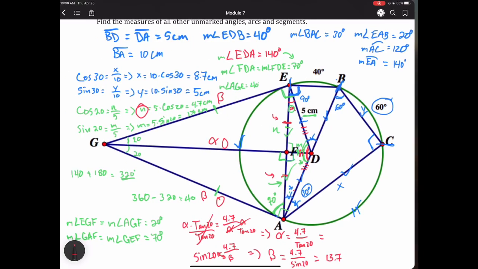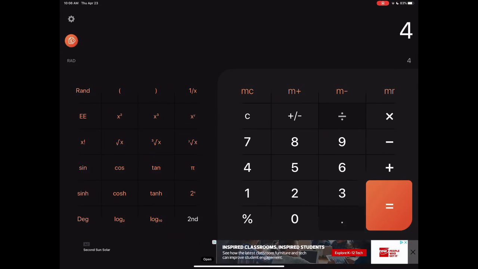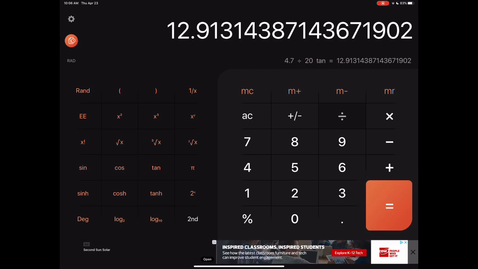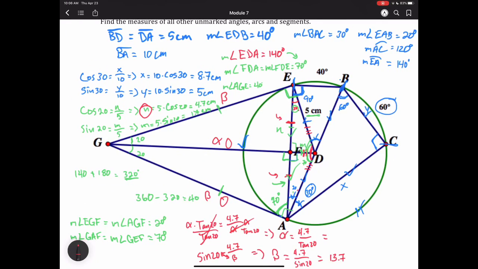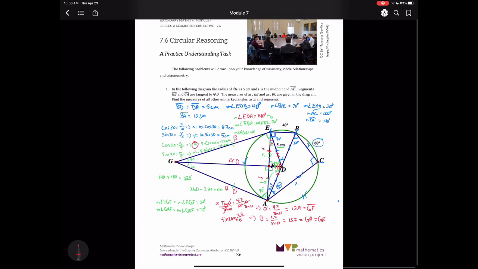And then 4.7 divided by the tangent of 20. And that is 12.9. That looks much better. So 12.9. So this is equal to alpha, which is our GF. And this is equal to both GA and GE. All right. Whew. We have made it. We have all of our angles, all of our side lengths. We've got it all situated now, okay?